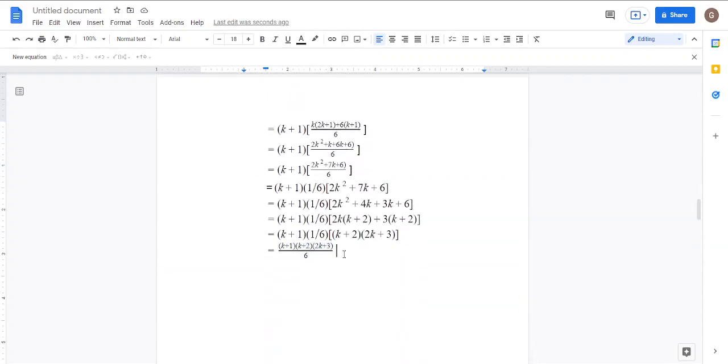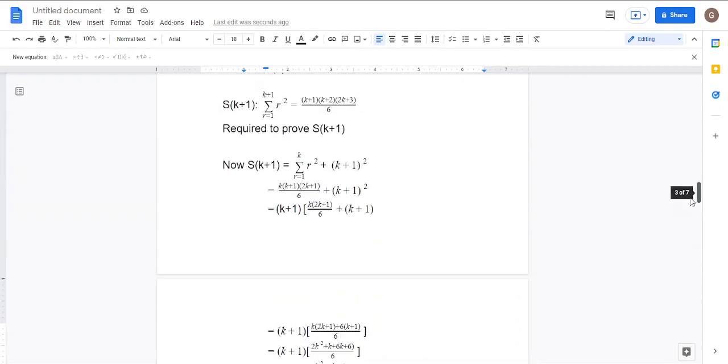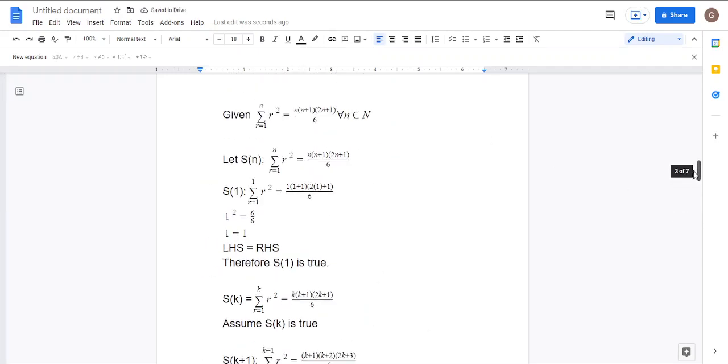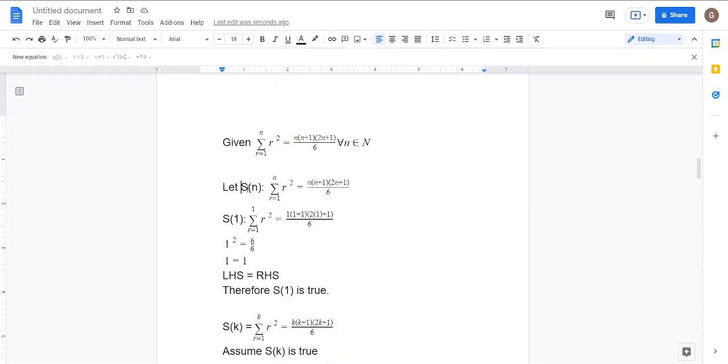And since we got here, we showed that the sum up to k plus 1 is in fact equal to this. We can say now our conclusion. We'll say hence, by, or in other words, using the principle of mathematical induction, we were able to prove that that was in fact the case, our proposition.